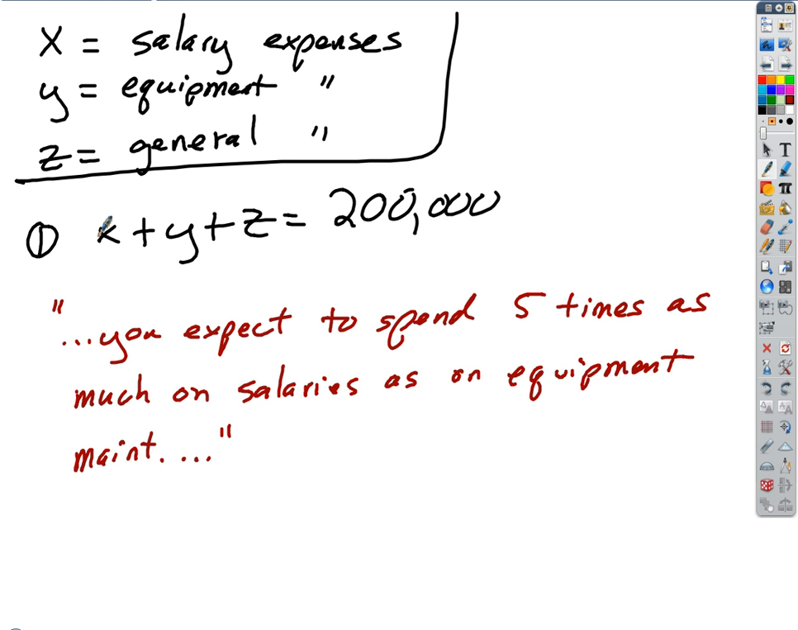Solving the system is going to tell us what those values are. The fact that the salaries are a lot more than the equipment maintenance, that's going to be a separate equation entirely. That's going to kind of guide the system towards x being a bigger number than y. But don't mix them up.